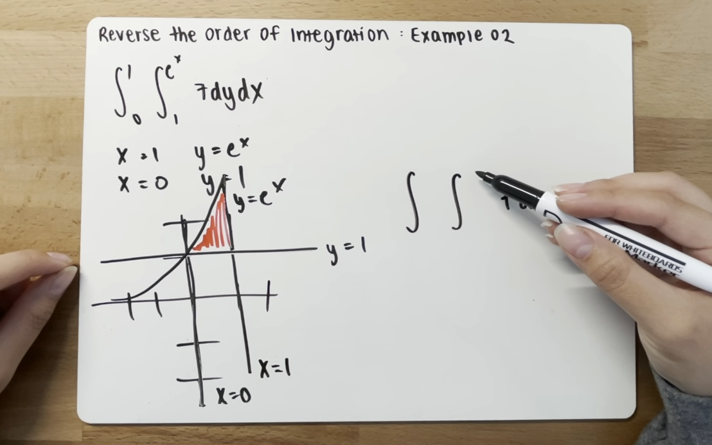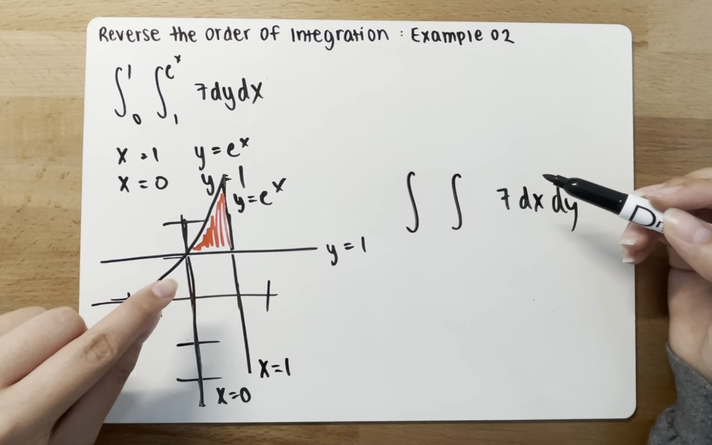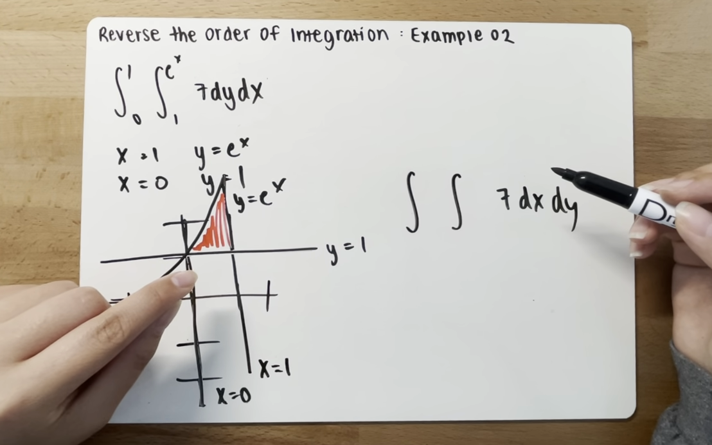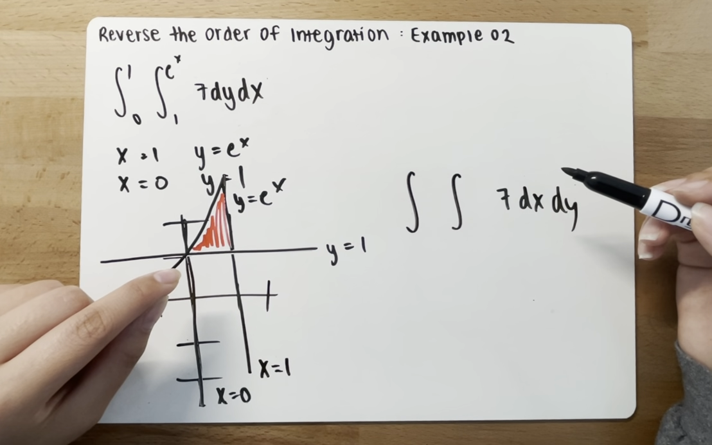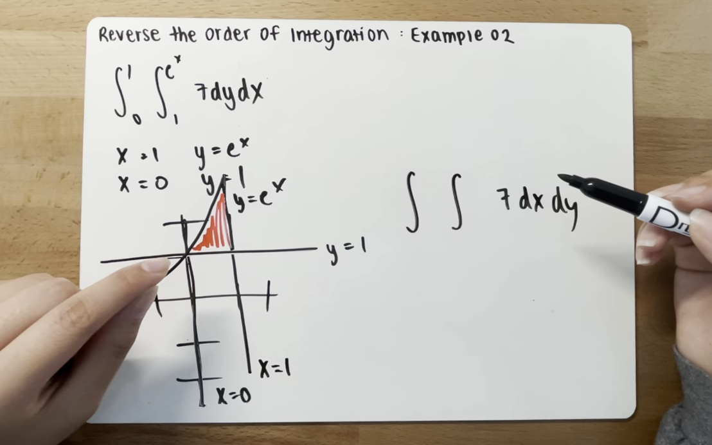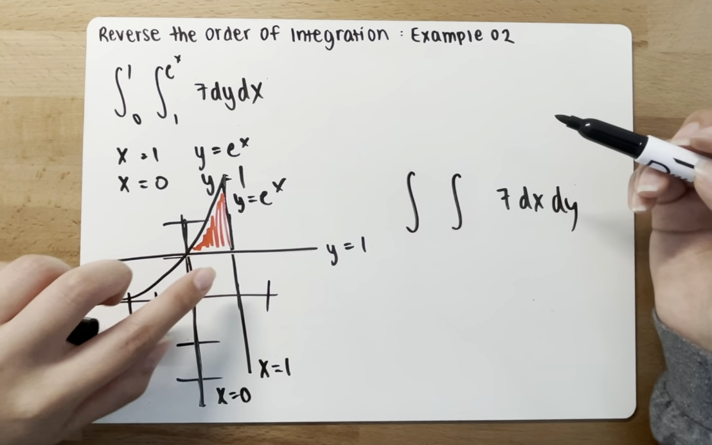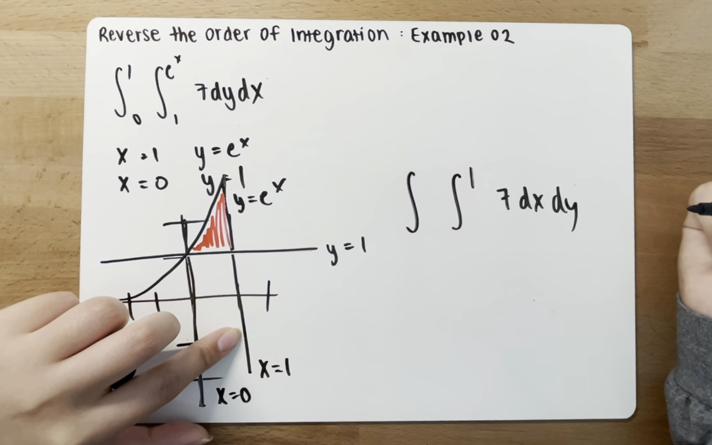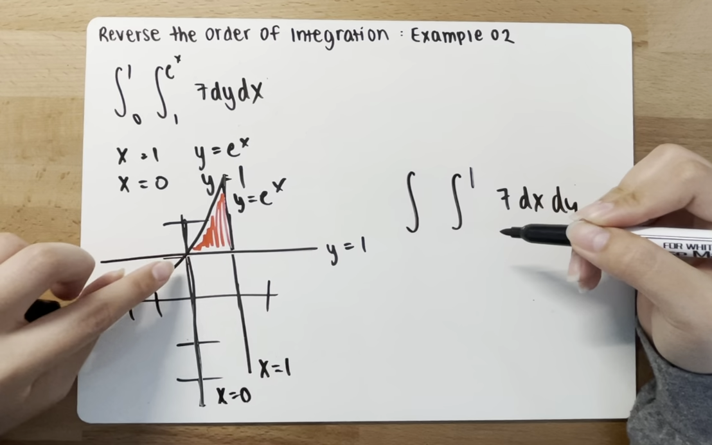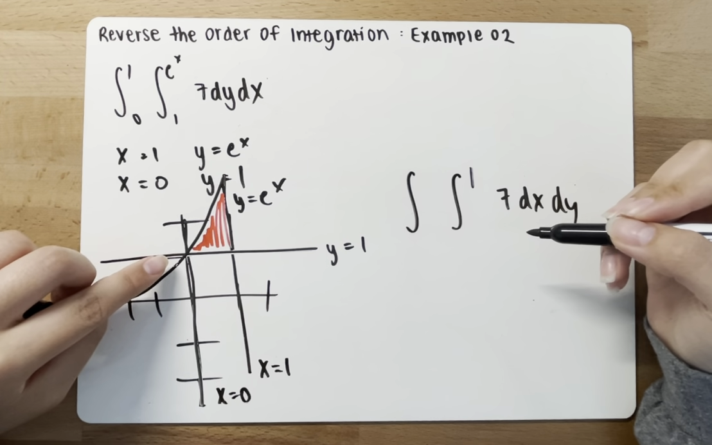To find the upper boundary, you want to see what equation determines the end of the x-axis. Okay, so for the upper boundary, it would be this line right here, x equals 1, therefore it's going to be 1. Now for the lower boundary, it's going to be this line right here, y equals e^x.